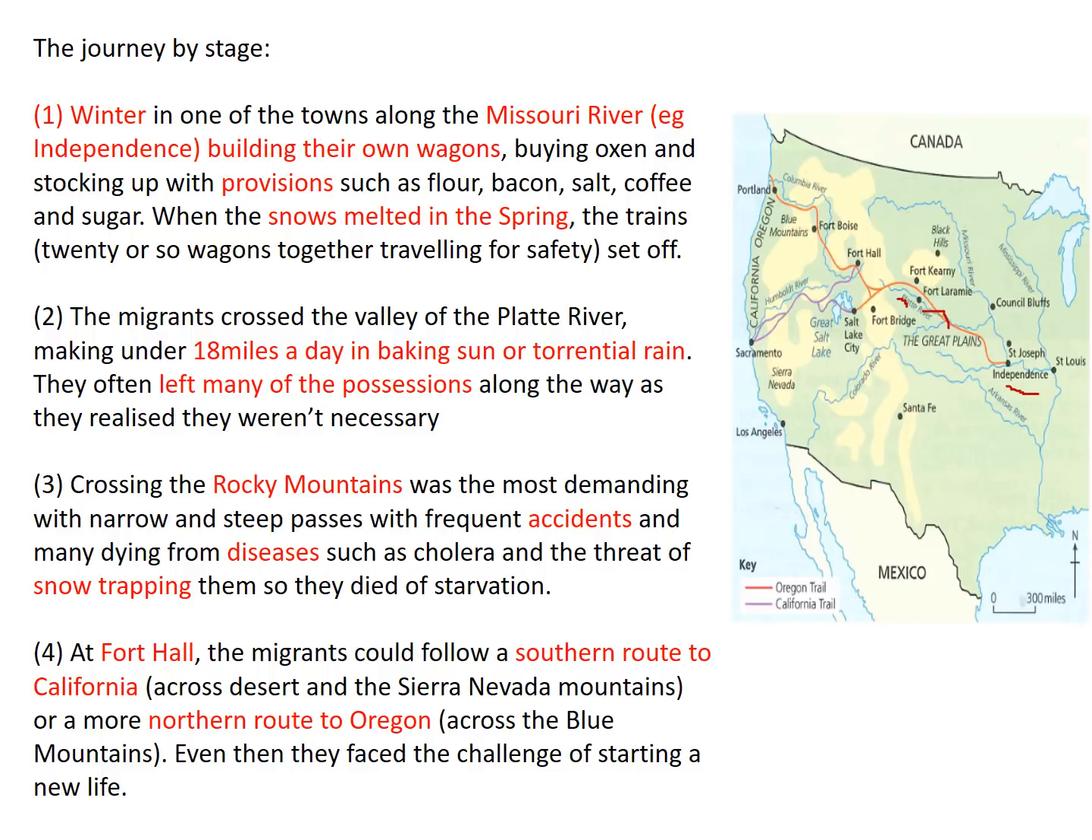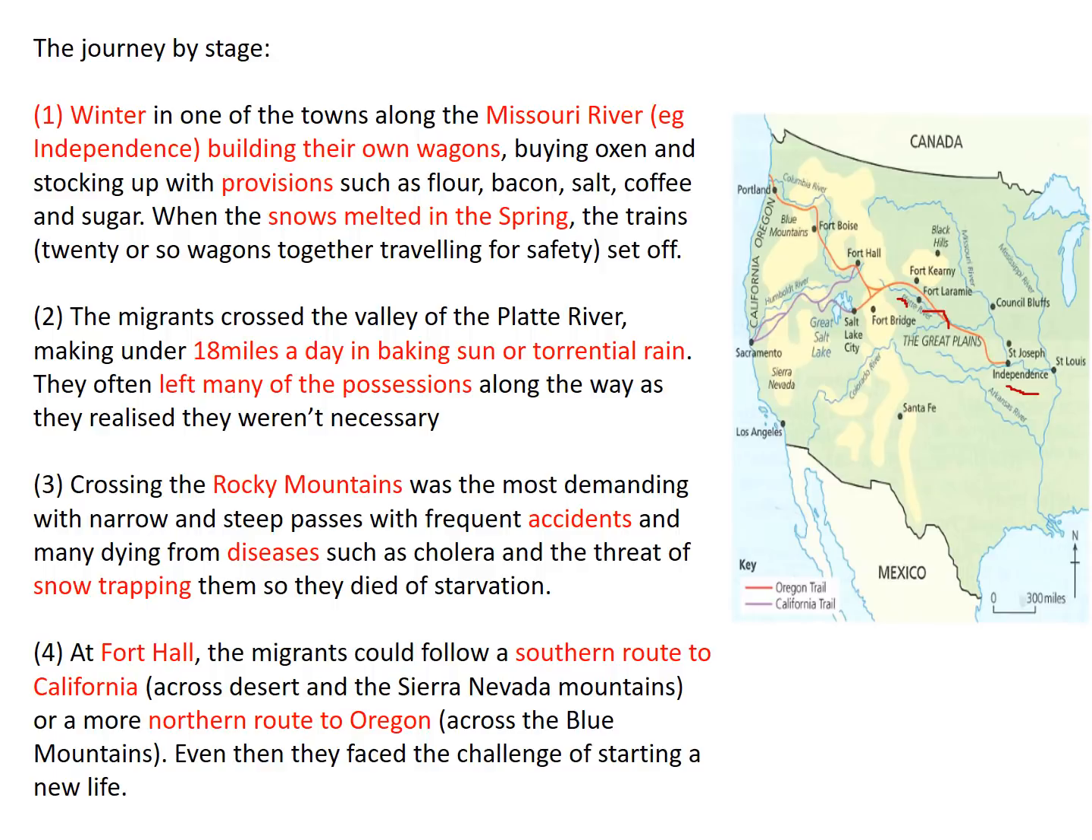their first idea of how difficult this journey was going to be. Baking hot sun, torrential rain, slow progress, only 18 miles a day. And as they went off they would have to jettison many of their possessions because they realised that they were next to useless from what they originally thought.